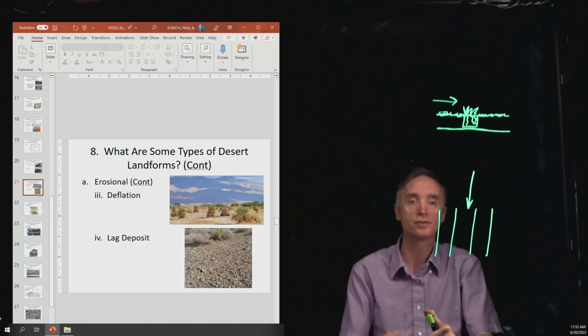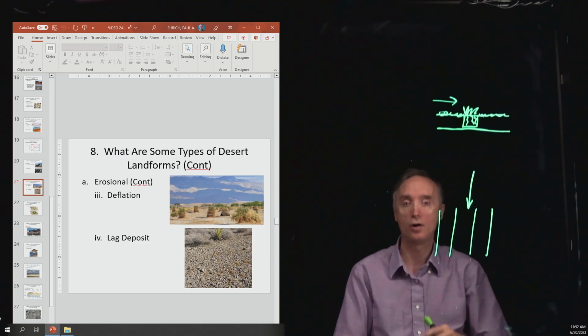A lag deposit is what's happening when all of the sand is being removed and all that's left is going to be pebbles of different kinds of sizes.